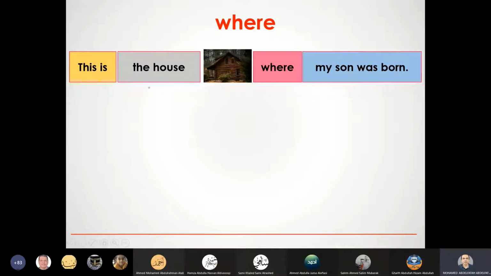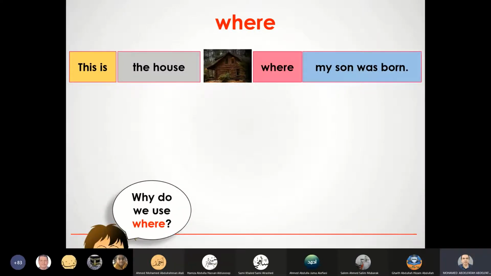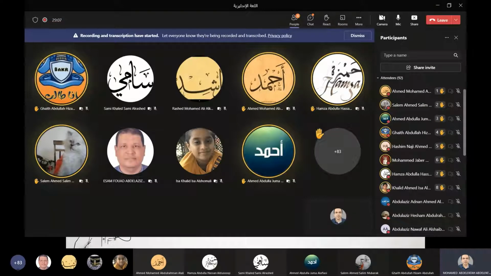This is the house where my son was born. This is the school where I study and meet my friends, and so on. So I have got a question, and now I will ask Hashim Naji.